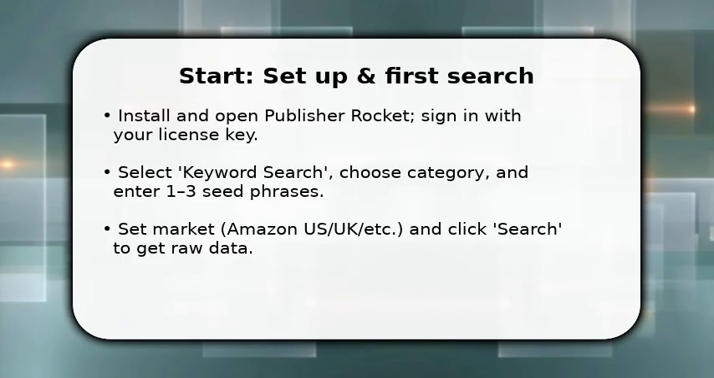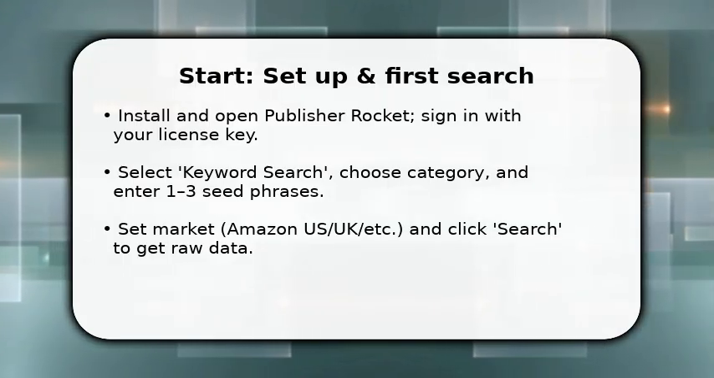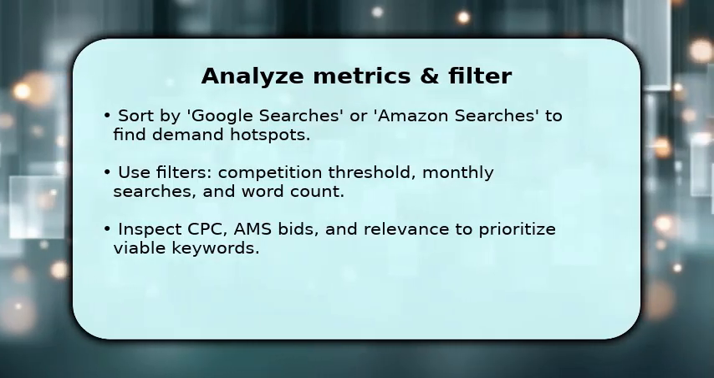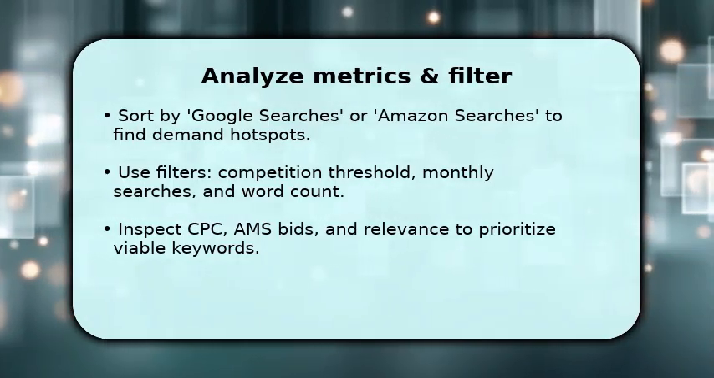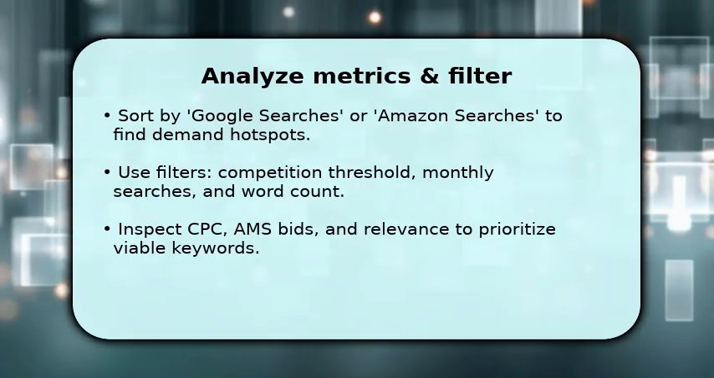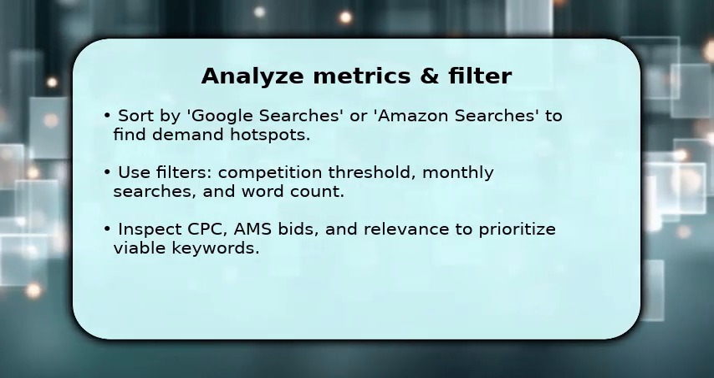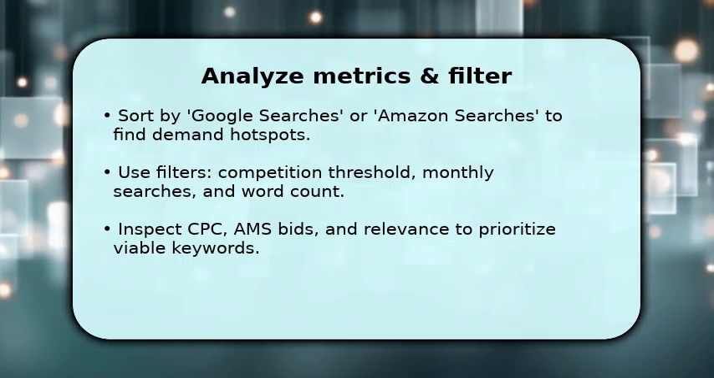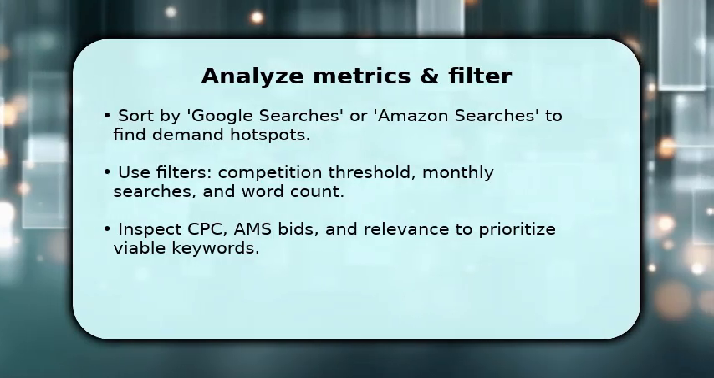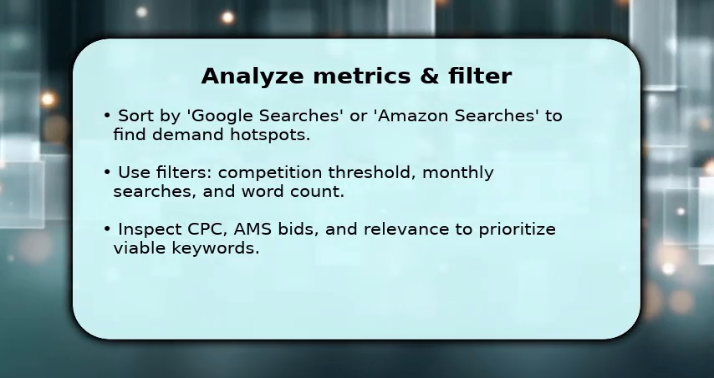Next, you narrow that pool by sorting and filtering. Sort by Amazon or Google searches to surface high-demand phrases, and then apply filters for competition and monthly volume so you avoid saturated terms. Once applied, examine CPC and AMS bid suggestions to gauge ad viability. Higher bids often mean buyer intent. Also check word count. Longer phrases often convert better.